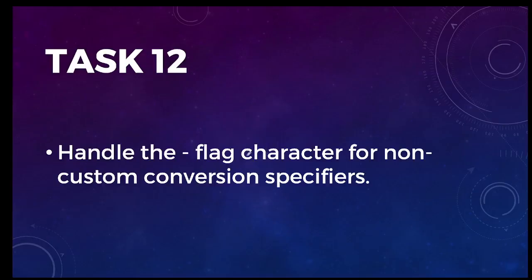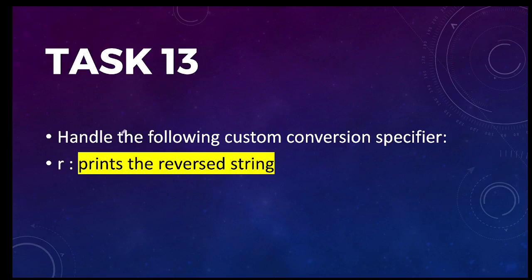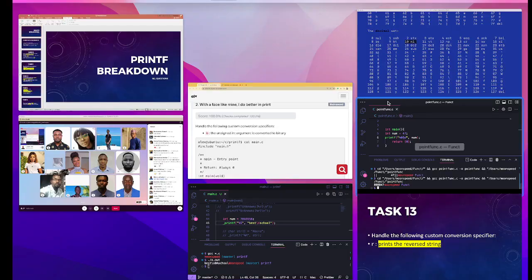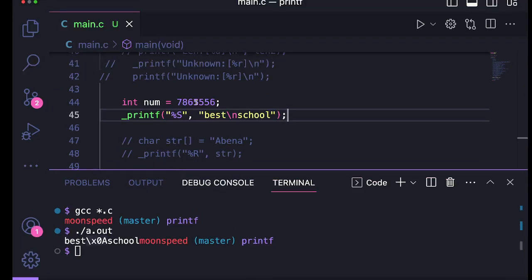Then task 12 says that handle the dash flag, which also works like the plus flag. All right. Task 13 says that handle the following custom conversion specifiers, which is R. The R prints a reverse string. So now for my custom printf function, let's say I want to print the string Abena. So I'm going to print Abena. Then instead of using %s for string, I'm going to use %r. All right. Then I'm going to run this code.